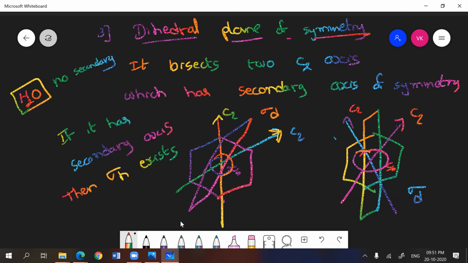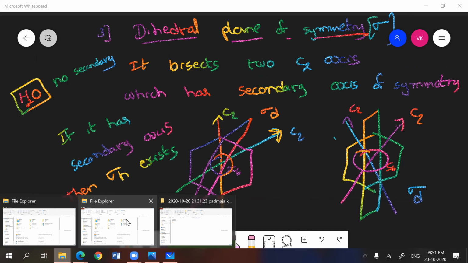Okay, so that's all about the 3 types of planes, with different examples and different definitions. The dihedral plane is indicated with sigma d. Hope you understood this topic.